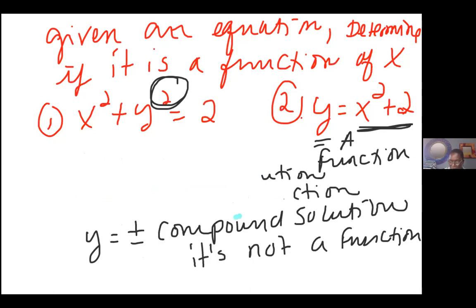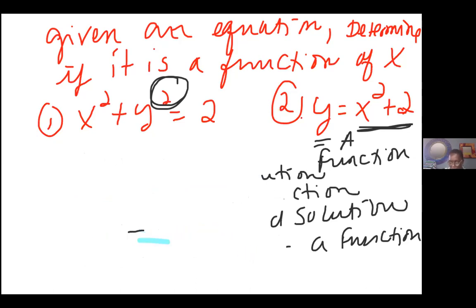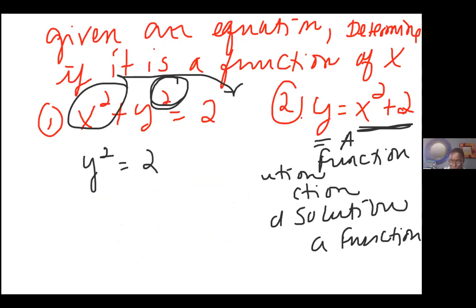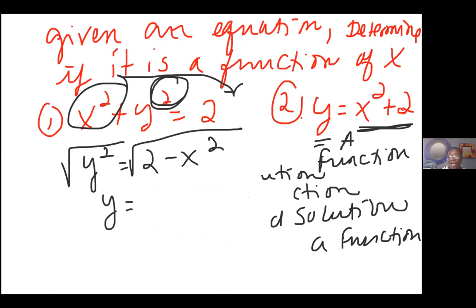When solving that first equation for y, I'm going to first move the x squared over to the other side. So this becomes y squared is equal to 2 minus x squared. Now you want to take the square root of both sides. When you take the square root of both sides, remember, guys, from the last chapter, we said whenever you take the square root of both sides, you get a compound solution, plus or minus the square root of 2 minus x squared.